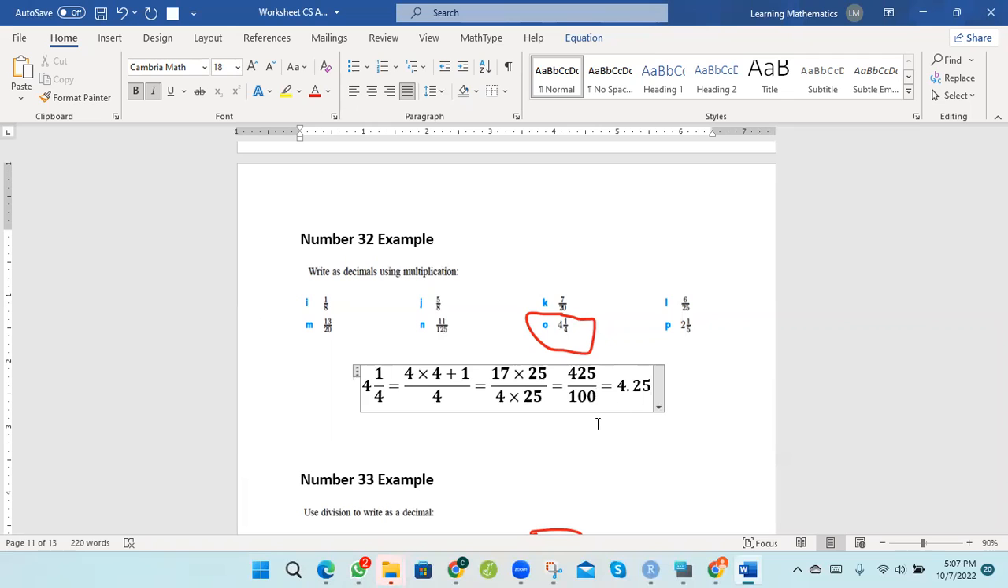And that's the answer. But for this to work, each denominator can be multiplied by a number to get another number, 1 and some zeros, okay? 8, you can get 1,000. 8 can go into 1,000. 20 can go into 100. 25 can go into 100. 125, think about it, 4 and 5. So the answer for this is 4.25. 4 1/4 is 4.25.